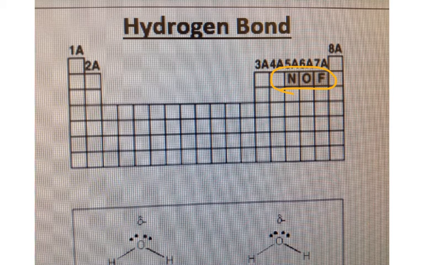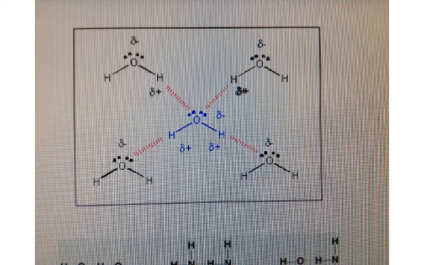It's not that the compound merely has both of those elements. The hydrogen has to be connected or bonded directly to that fluorine, oxygen, or nitrogen. All right, so looking at this, this is the attraction that exists for a hydrogen bond.